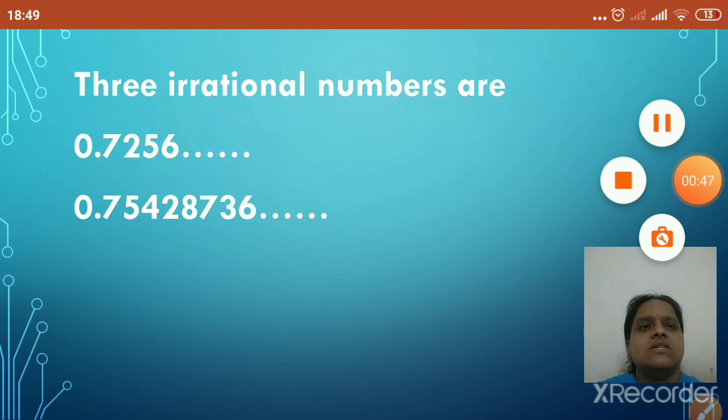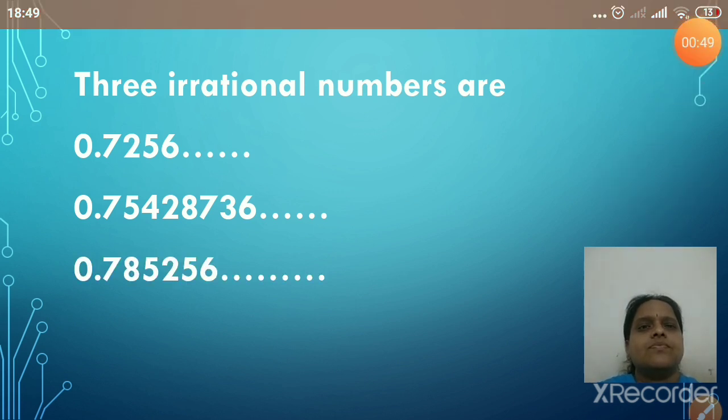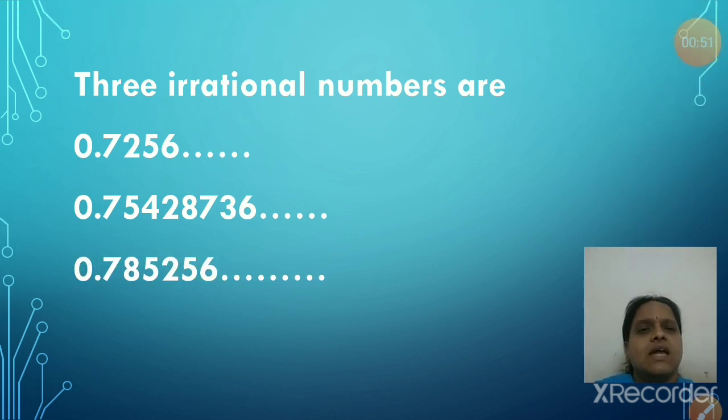Let's see the next one. 0.785256. So 0.78, again this number is between 0.71 and 0.81, and the next group of digits is not repeated, with the dot dot dot, so the number is non-terminating, non-recurring. Therefore, those are irrational numbers. Like this, you can write many numbers between 0.71 and 0.81.